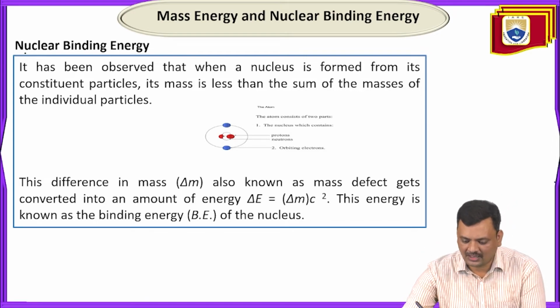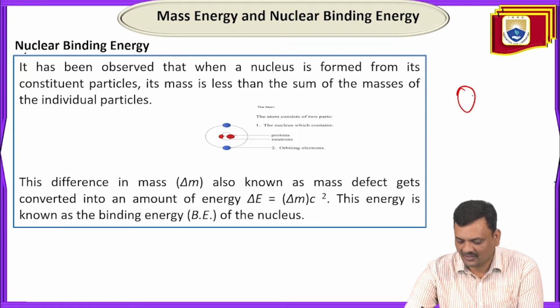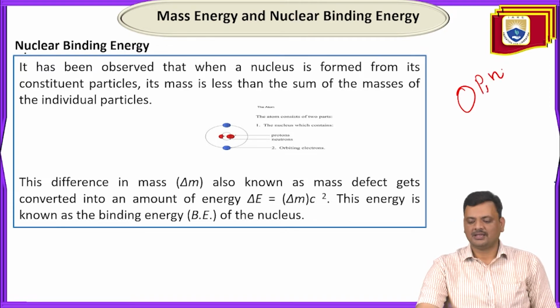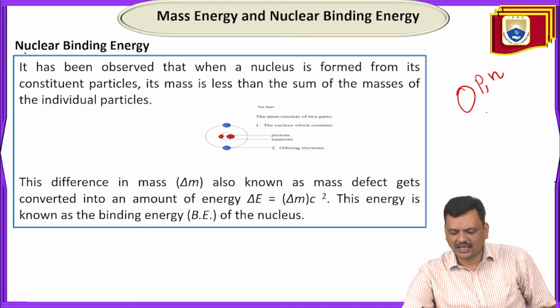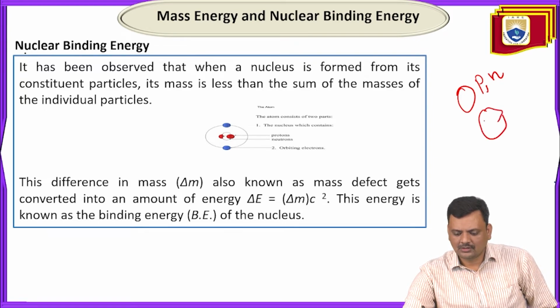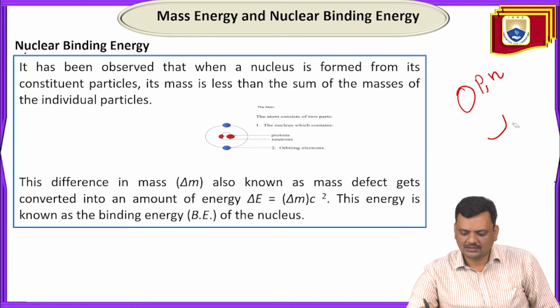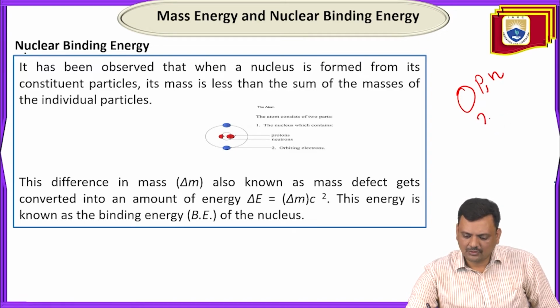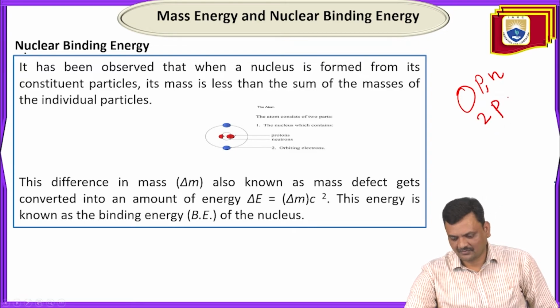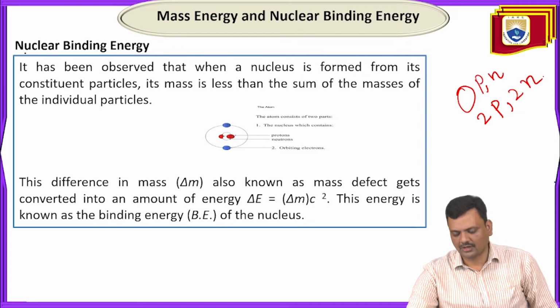Okay, what I want to tell here is that a nucleus means nucleons, meaning protons and neutrons. So suppose any nucleus has two protons and two neutrons.